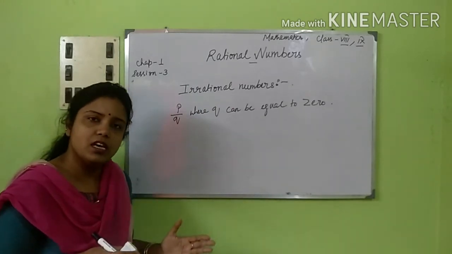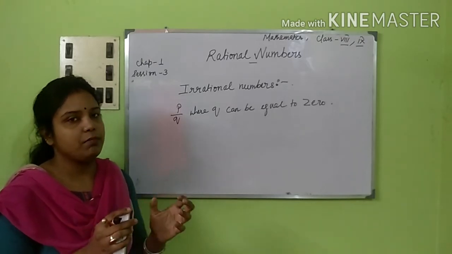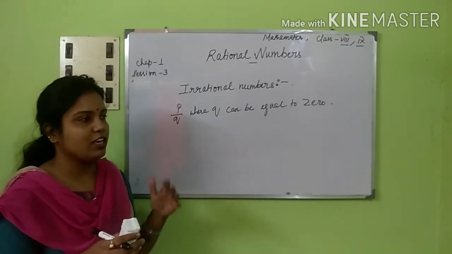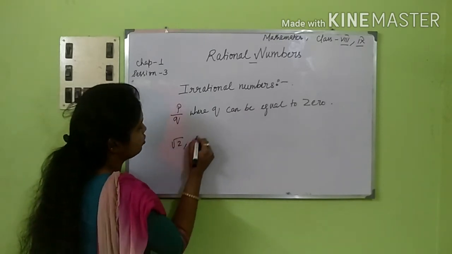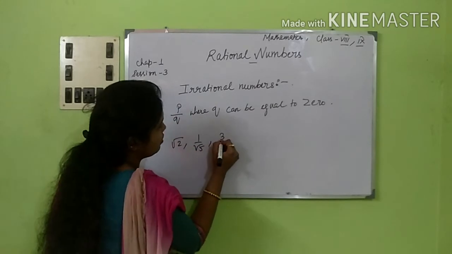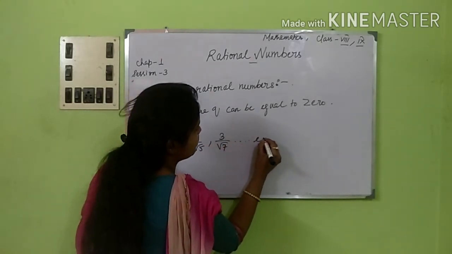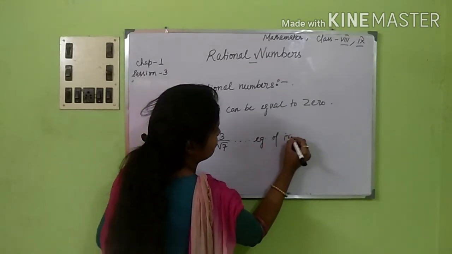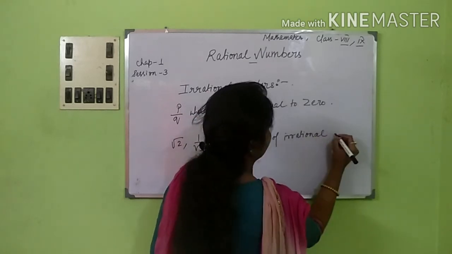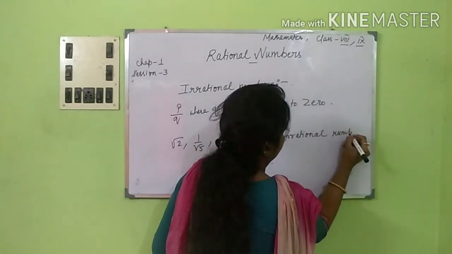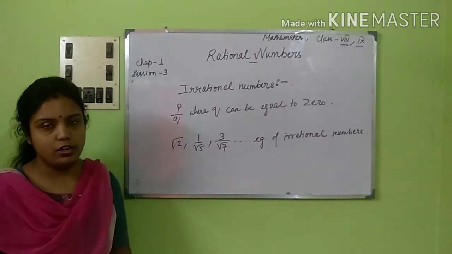Irrational numbers are the numbers which do not have a value of any particular rational number. Like root 3, 1 by root 5, root 2, 3 root 7. All these are examples of irrational numbers, where we do not get any proper value for these numbers. So this is what an irrational number is.